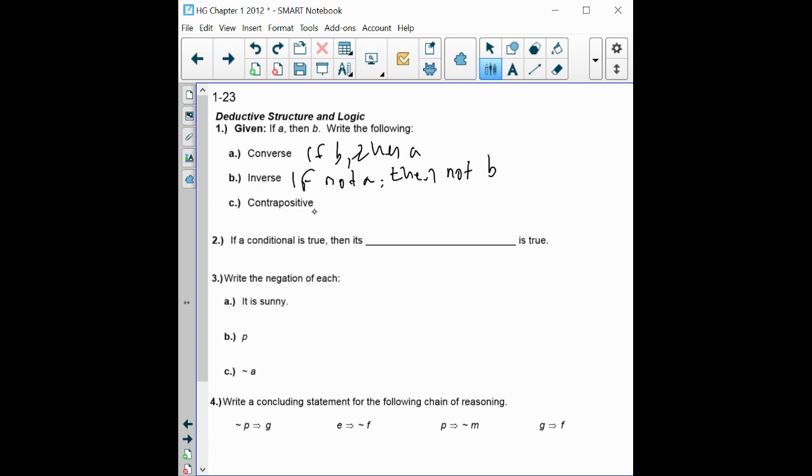The contrapositive is if not B, then not A. Remember, A was the condition or the given, and B is the conclusion. So now they're saying if your conclusion didn't happen, then A couldn't have happened. If you really think about that, if A causes B, but B never happened, well then A never happened. And so that is a 100% true statement. So if a conditional is true, if A then B, then its contrapositive is also true.